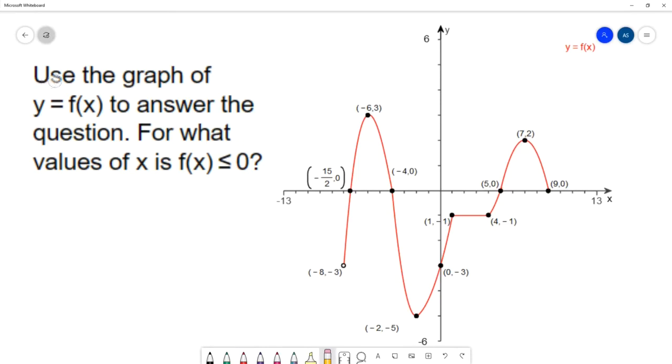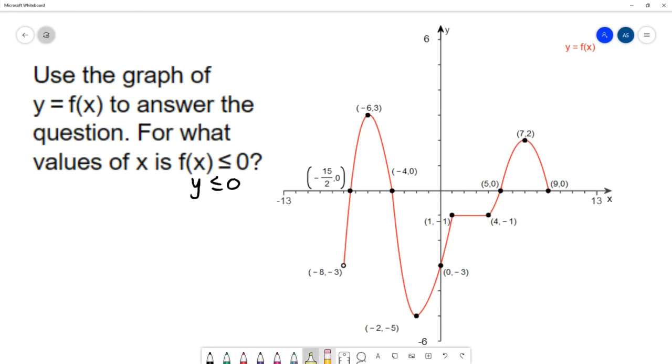On this question, we want to use the graph of y equals f of x to answer the questions. And this question is, for what values of x is f of x less than or equal to 0? So there we see f of x again. F of x is the same thing as y. Y is less than or equal to 0. So really what we want to know is, for what values of x is y less than or equal to 0?